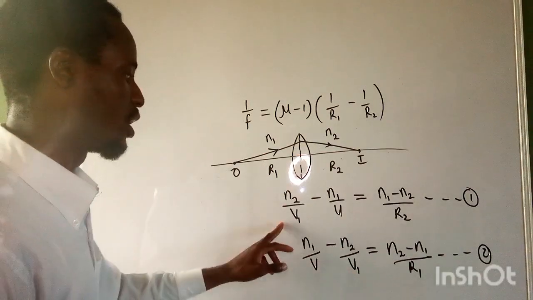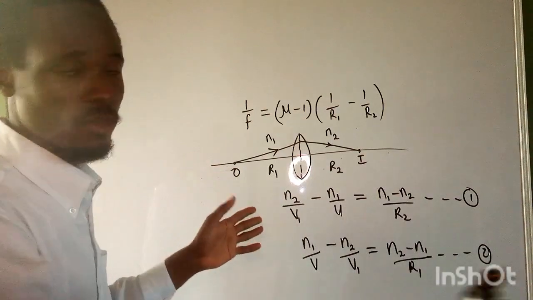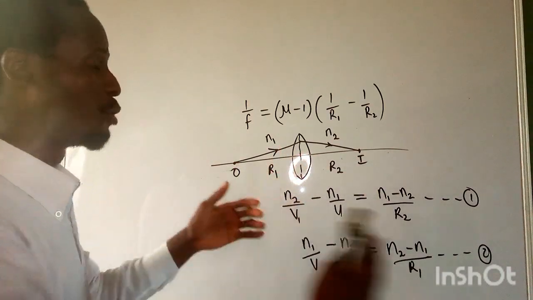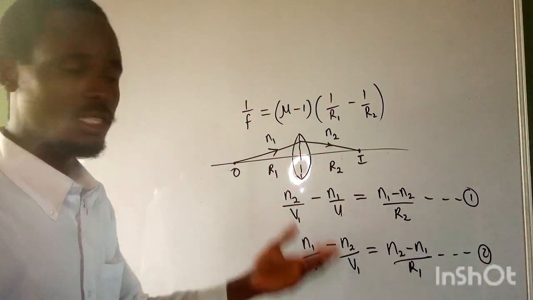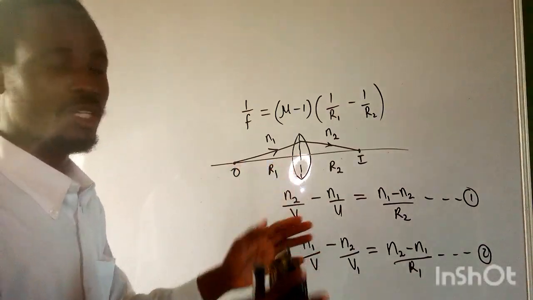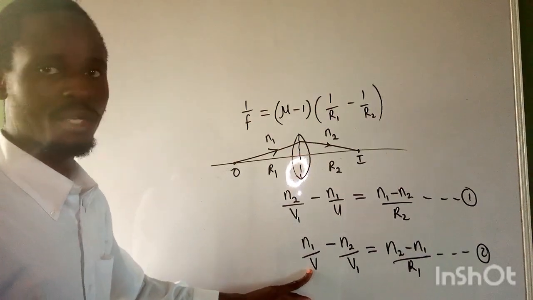So you are seeing v1 here. They are from the same glass material. So if we separate the glass and we allow the object to be viewed separately, we are going to have the same image distance, which we represent as v1, which is different from the image formed when both are combined, which we represent as v. Are we getting that now?